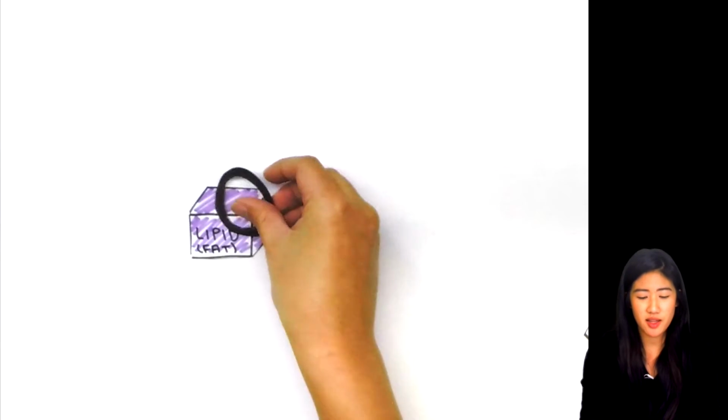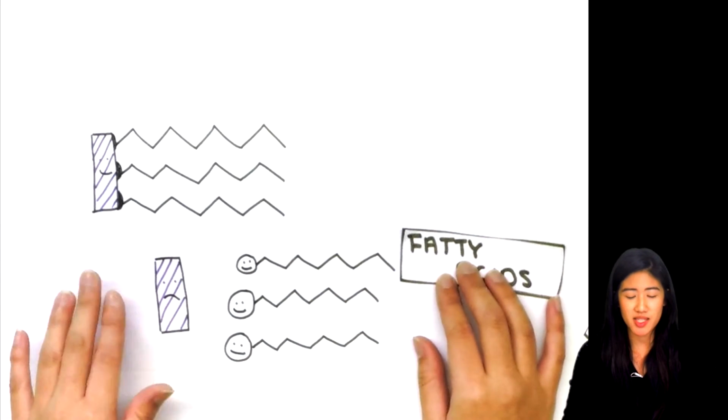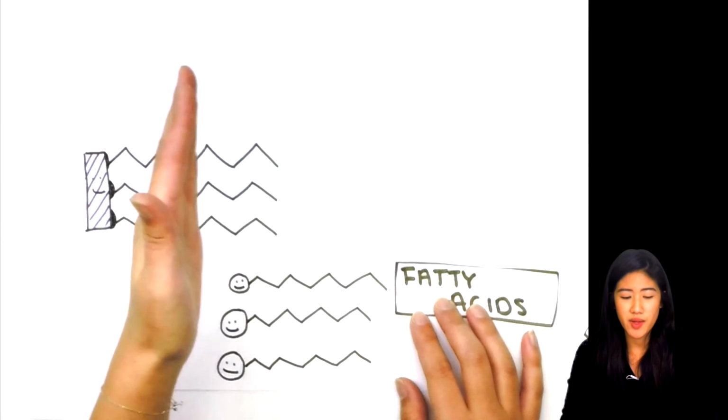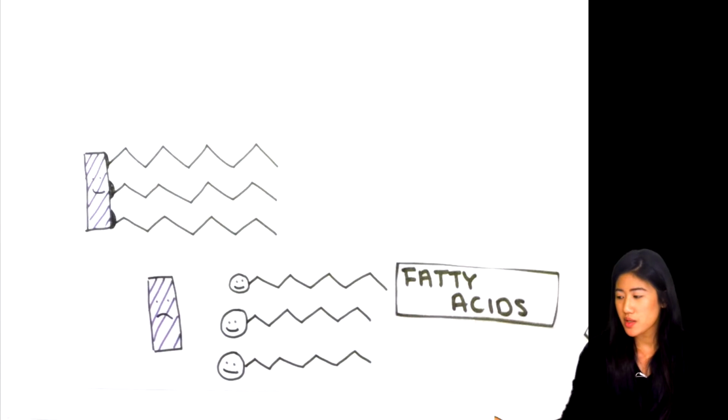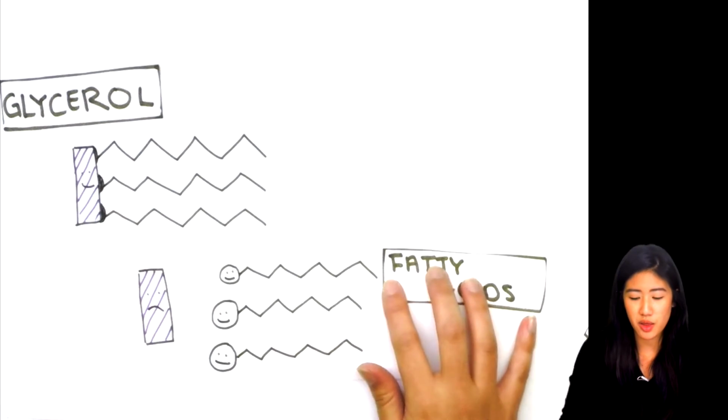If we look closer into the fat, we can see that it's made up of tiny fat molecules, as we can see here. The lipases break down the fat into glycerol and the fatty acids. So what you end up with is glycerol and 3 fatty acids.